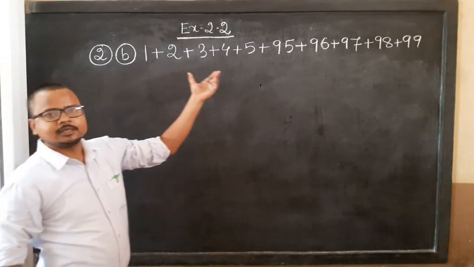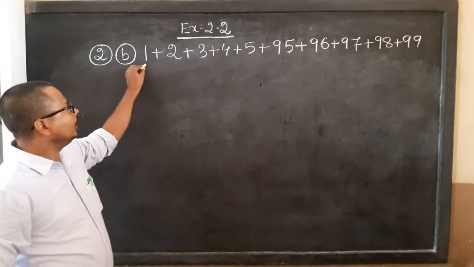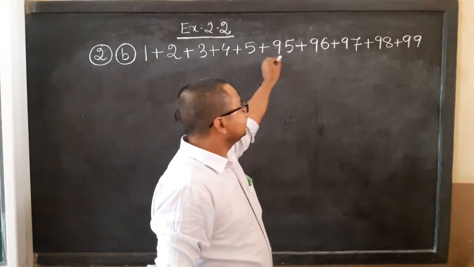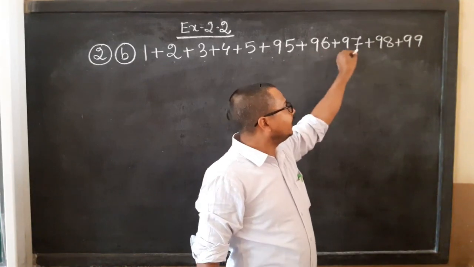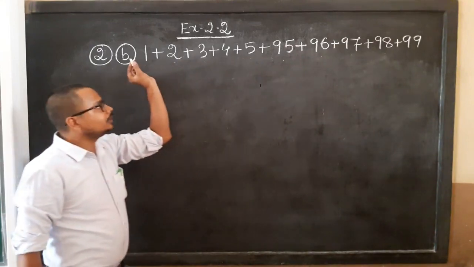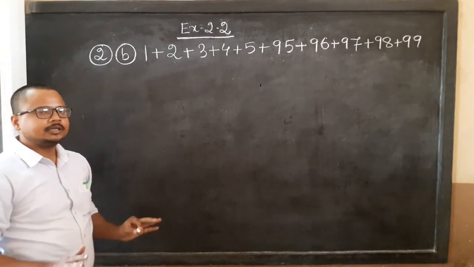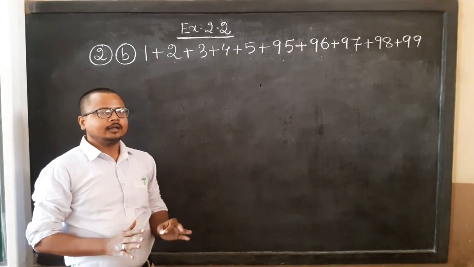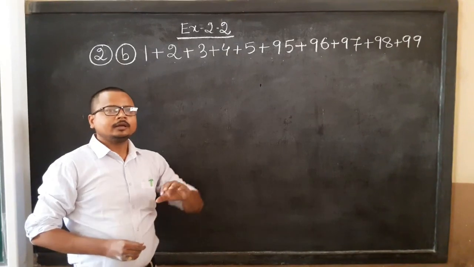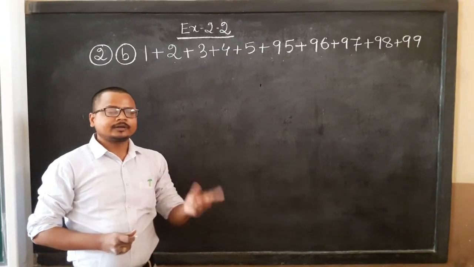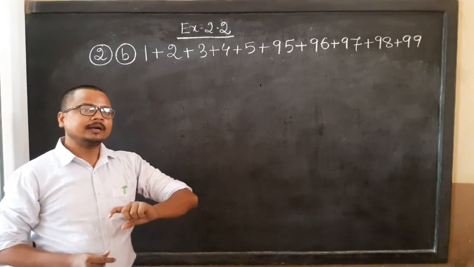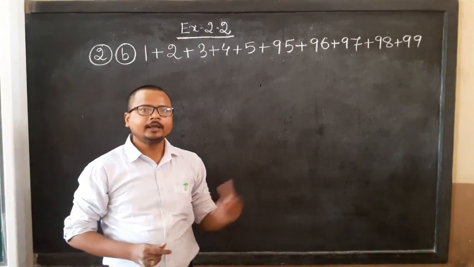As you can see, these digits are given on the blackboard: 1 plus 2 plus 3 plus 4 plus 5 plus 95, then 96, 97, 98 and 99. We can add these numbers directly, but in the question it is written that we have to add by using rearrangements. So how will we rearrange these digits? We will try to rearrange these digits so that we get the answer in multiples of 10 or 100.